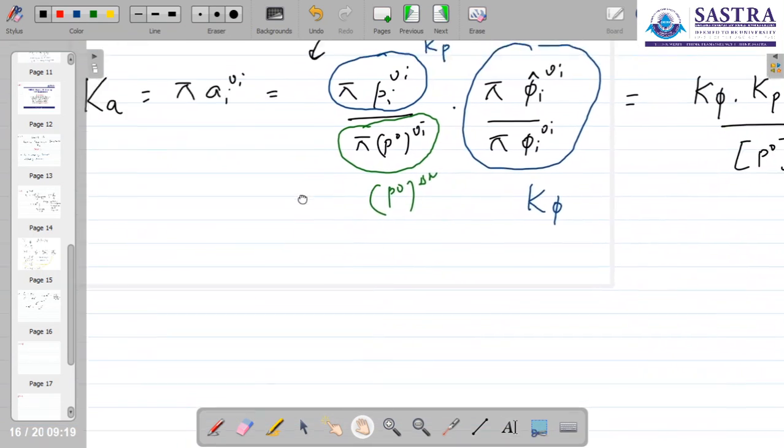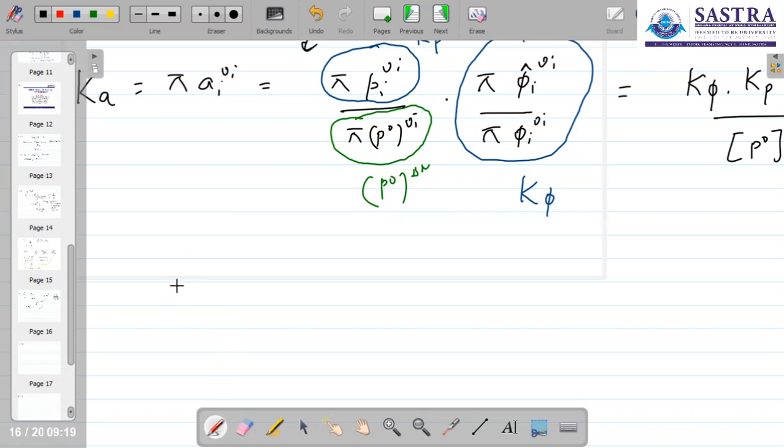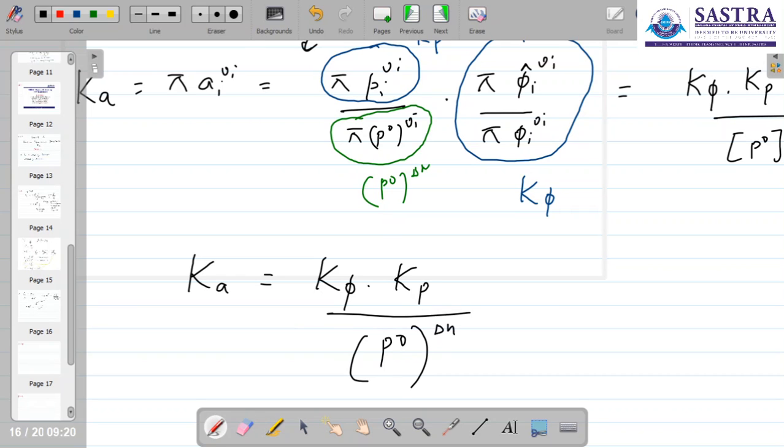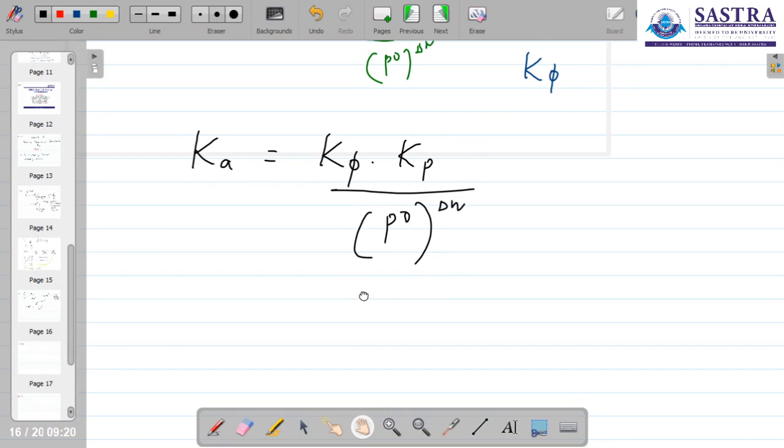So this gets you to the relation of Ka in terms of partial pressure. Ka is equal to K phi times Kp times the standard pressure to the power minus delta n, right? Now we can still decouple this. Let's say, for example, what is Kp? Kp is the product of partial pressures raised to their stoichiometric coefficient, and we know that partial pressure is equal to mole fraction times the system pressure.